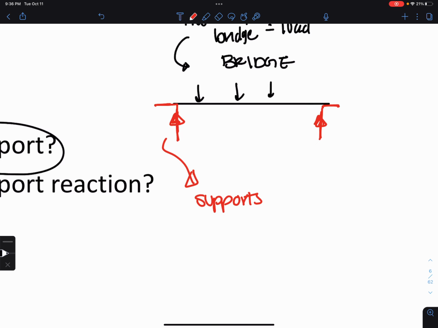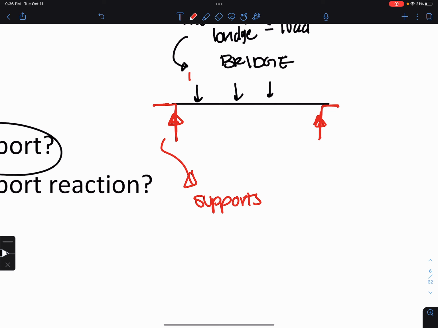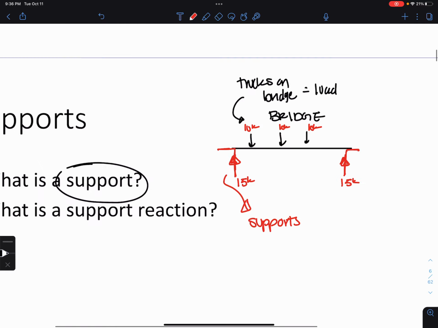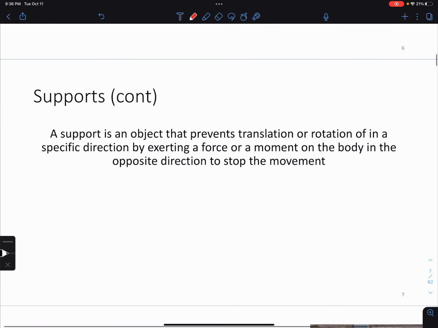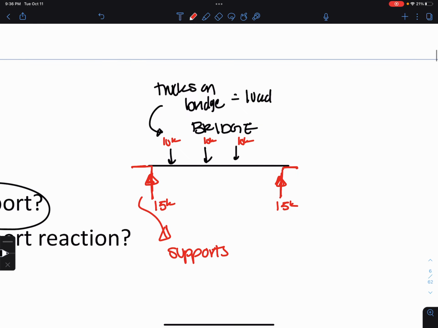So for example, if these loads are 10 kips, 10 kips, 10 kips, that's 30 kips. If this was all symmetric, I would have 30 divided by 2 on each side pushing back to support that bridge. Okay. A support is basically now any object that prevents translation or rotation in a specified direction by exerting a force back on the body in the opposite direction to stop the movement. That's the formal definition.